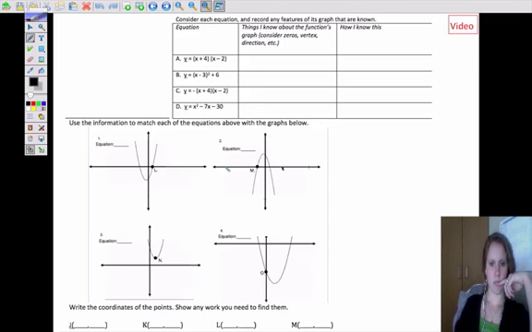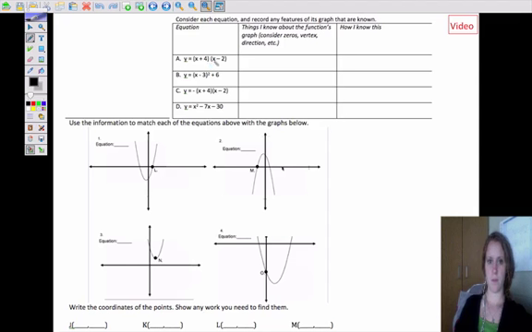We have 4 equations here and 4 graphs. We're asked to choose which one goes with which. But before we do that, we're going to consider each equation and record any features of its graph that are known to you just by looking at the graph or the equation. We're not going to transform them into different forms.